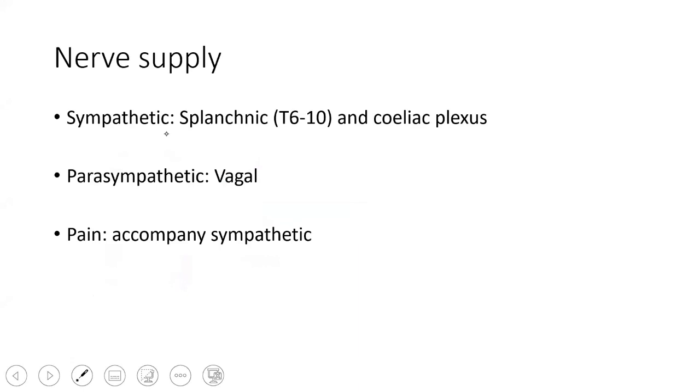The nerve supply is again from the splanchnic nerves from T6 to 10. And the parasympathetic supply is from the vagal, and the pain nerves follow the sympathetic nerves from T6 to T10.